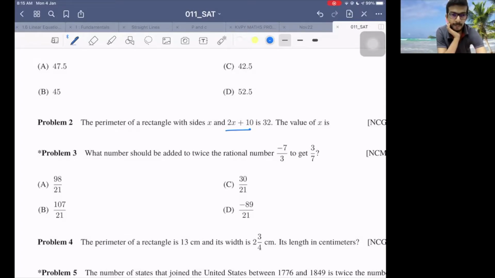You're doing problem number 2, right? How come you're getting 11? Anybody has a different answer? See, we are talking about the perimeter of a rectangle. What is the perimeter of a rectangle?